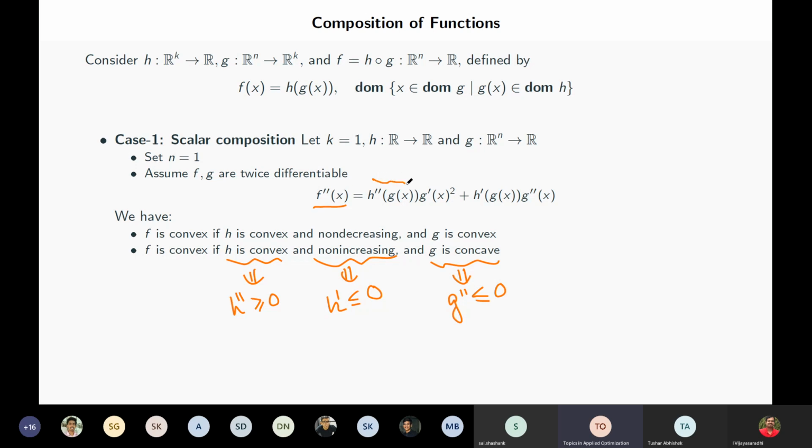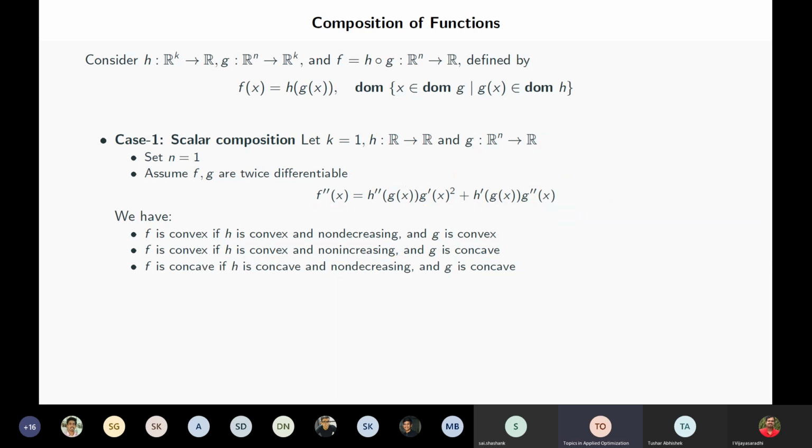So h double prime is greater than or equal to 0. This guy is always greater than or equal to 0. H prime is less than or equal to 0, so this guy is less than or equal to 0, and this guy is also less than or equal to 0. Okay, so the product of two terms which are less than or equal to 0 is greater than or equal to 0, right? So overall this is greater than or equal to 0, and overall this is greater than or equal to 0. So the sum of two terms greater than or equal to 0 is greater than or equal to 0, right? So this is another criterion where you can claim convexity.